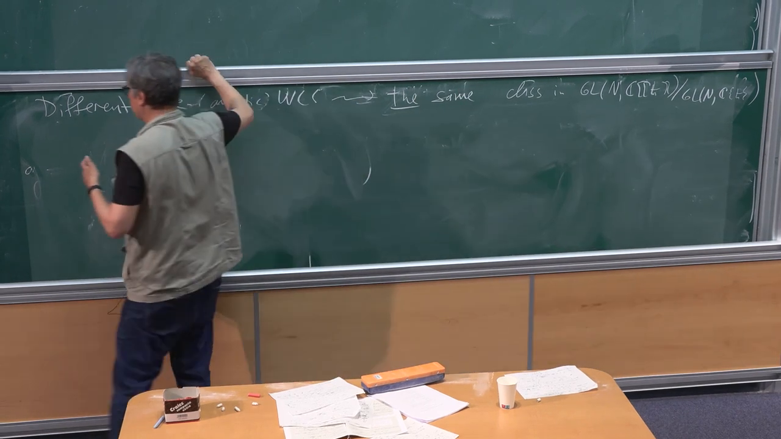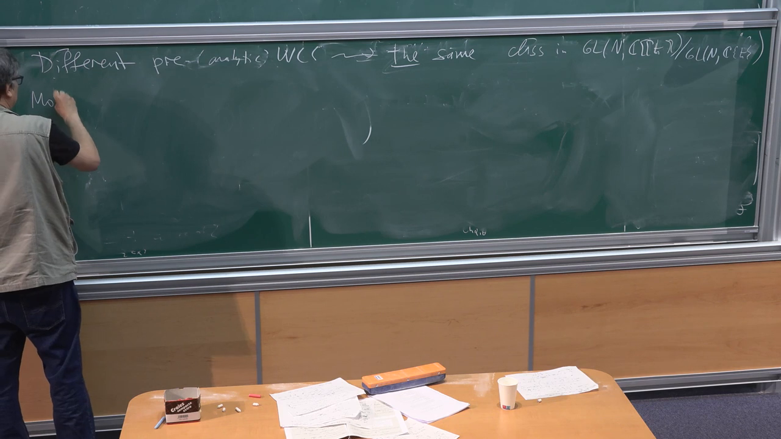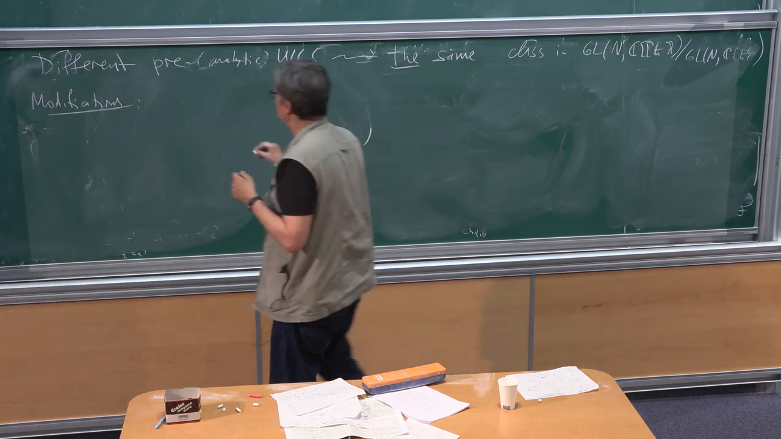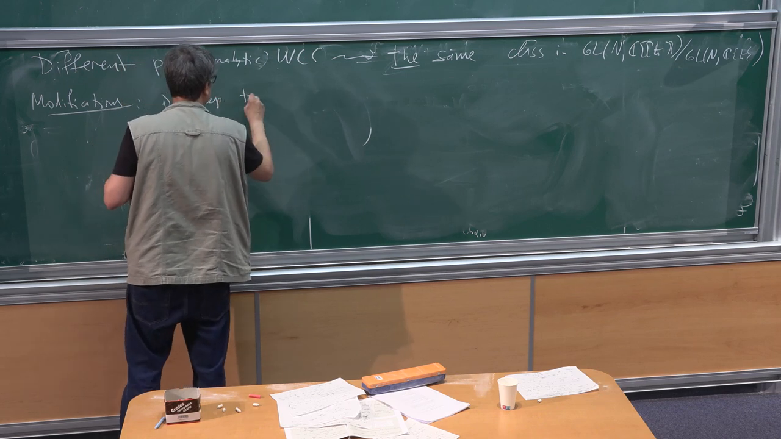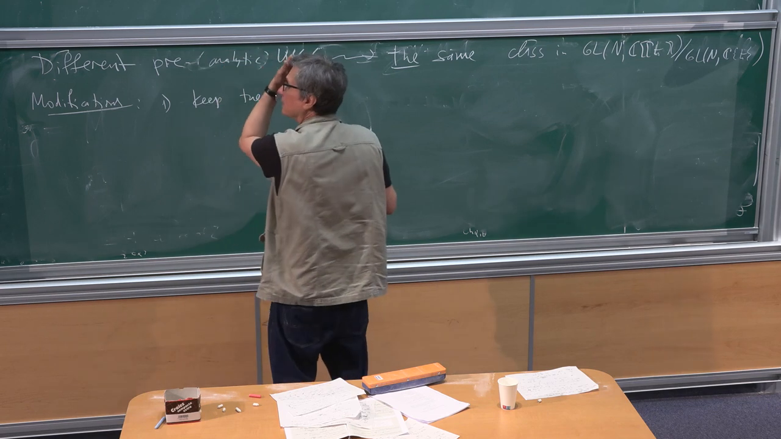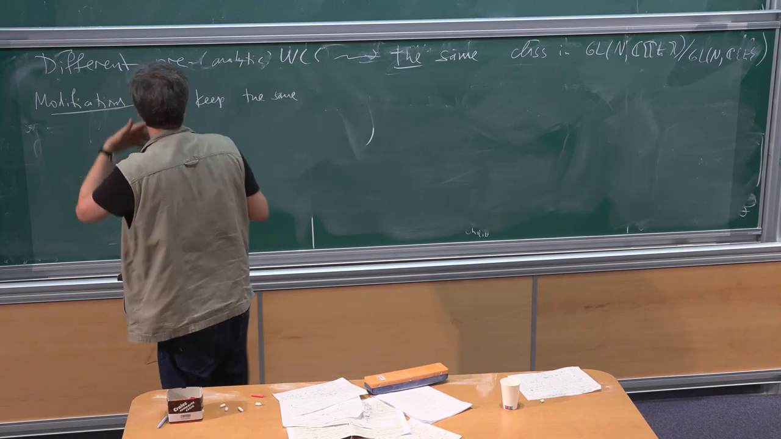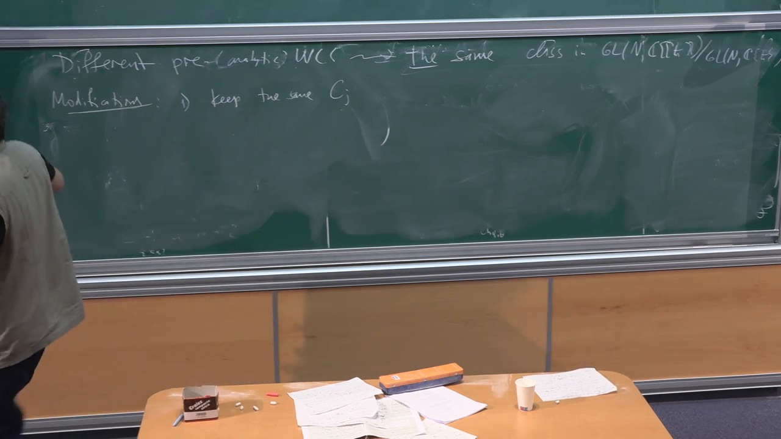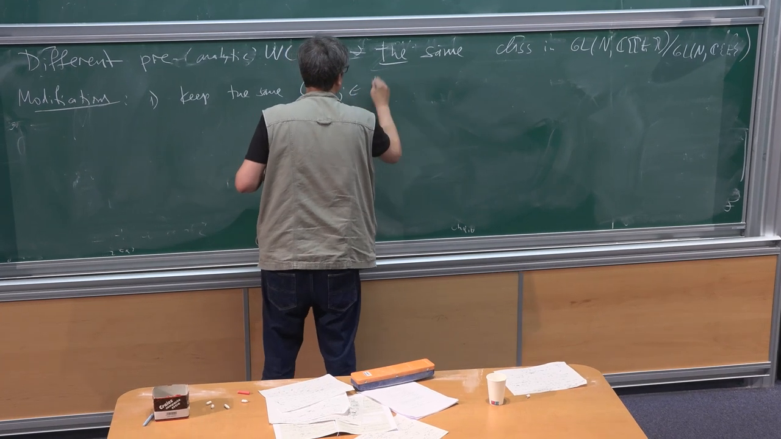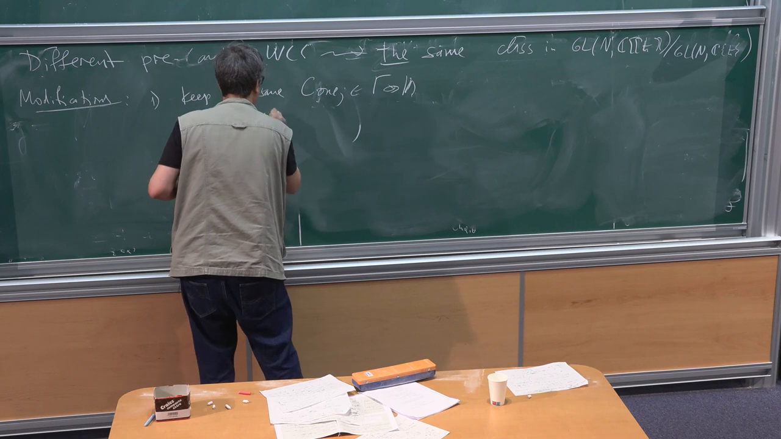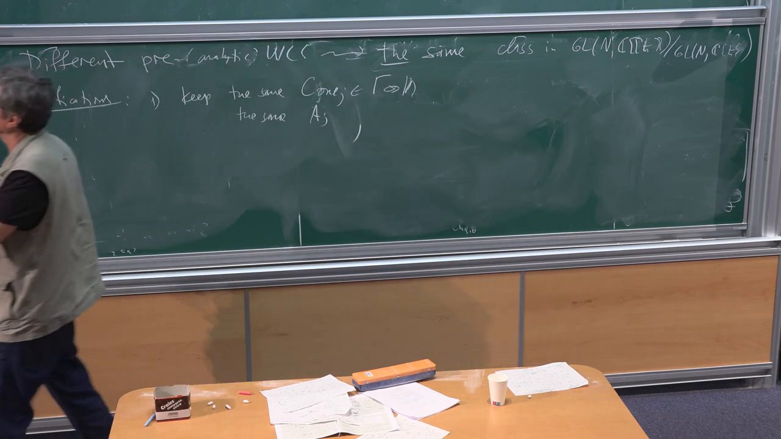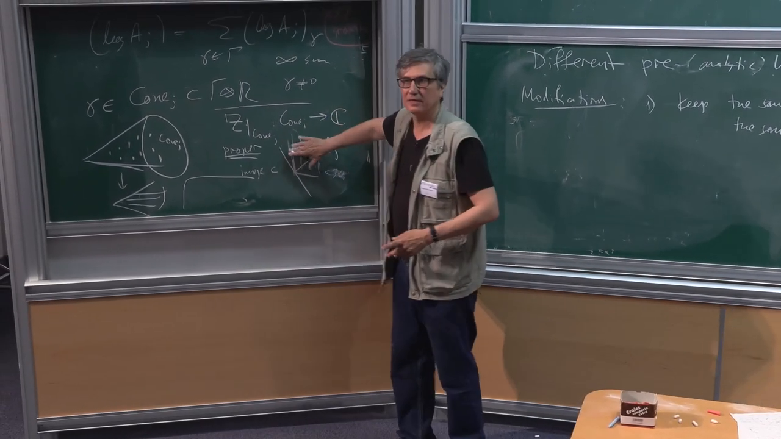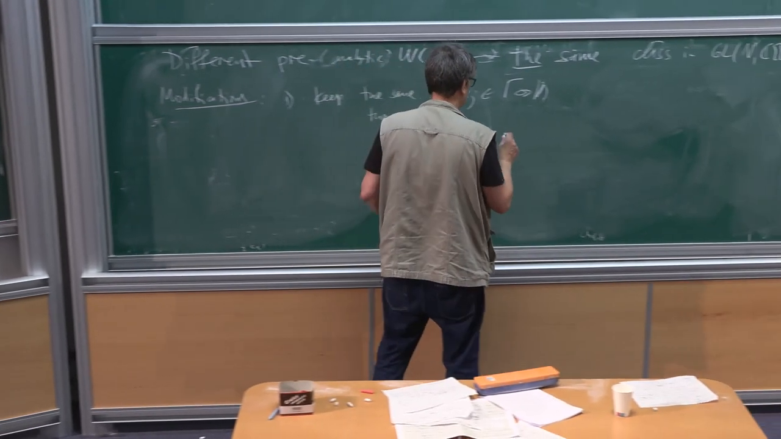And what are the obvious rules of the game? The modifications which you can do. The first modification is the following. Keep the same cones C_j and the same elements A_j, but rotate the rays a little bit, because this condition of staying in the half plane is open. We can rotate just a little bit without changing the cyclic order.